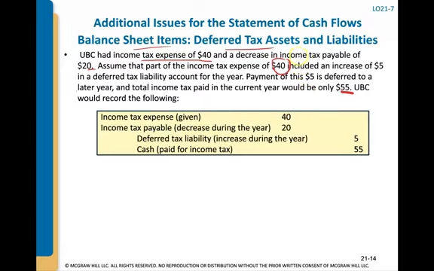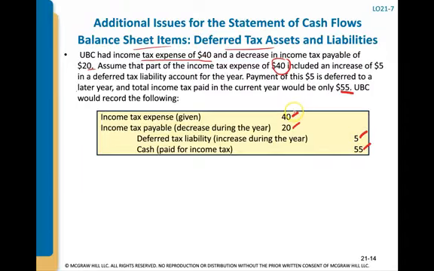So here is the entry that we would record for this. Just based on what they told us, the income tax expense was $40. It told us that income tax payable decreased by $20 for the year, so we would debit income tax payable. It told us that the cash paid for income tax was actually $55, so credit cash, which means that a deferred tax liability has to be recorded for $5.